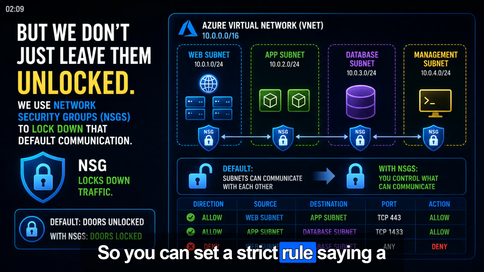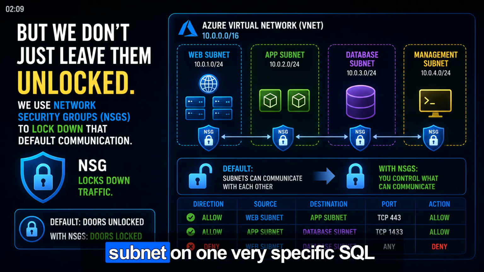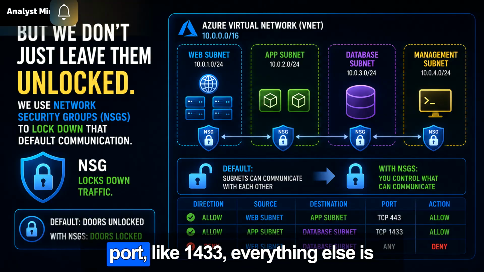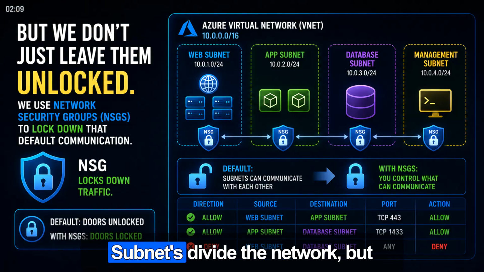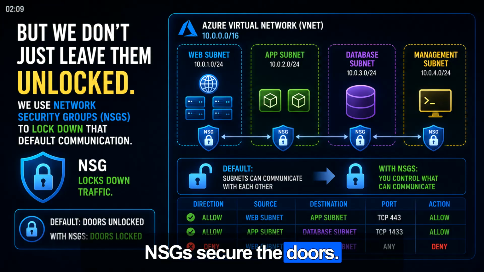So you can set a strict rule saying a web server can only hit the database subnet on one very specific SQL port, like 1433. Everything else is completely blocked. Subnets divide the network, but NSGs secure the doors.